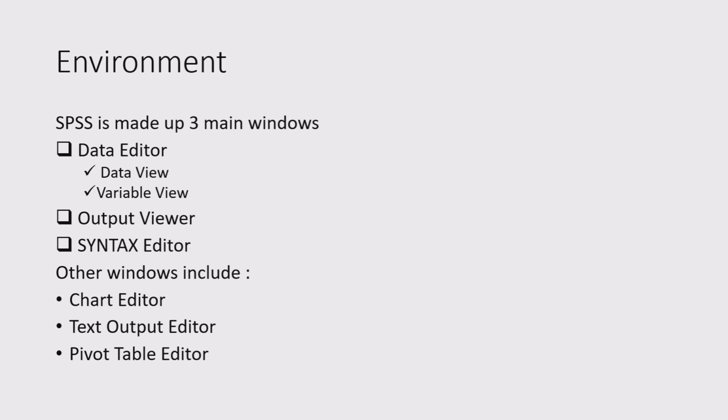The SPSS environment is made up of three main windows. We have the data editor. Under the data editor, we have our variable view and our data view. When we go into the SPSS practical, I'm going to show you all these. Then we have our output viewer, where the outputs are printed. Then we have our syntax editor. These are the three main windows in the SPSS environment. If you open SPSS, these are the first windows you are most likely going to interact with.